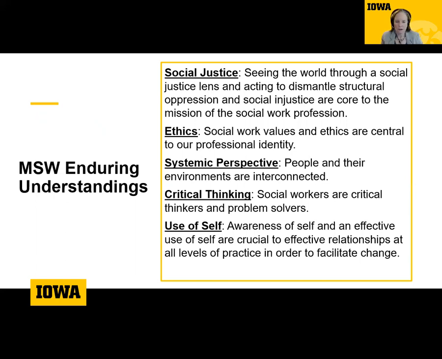So our MSW enduring understandings include social justice: seeing the world through a social justice lens, and acting to dismantle structural oppression and social injustice are core to the mission of the social work profession. Ethics: social work values and ethics are central to our professional identity. The systemic perspective: people and their environments are interconnected. Critical thinking: social workers are critical thinkers and problem solvers. And use of self: the awareness of self and an effective use of self are crucial to effective relationships at all levels of practice in order to facilitate change.